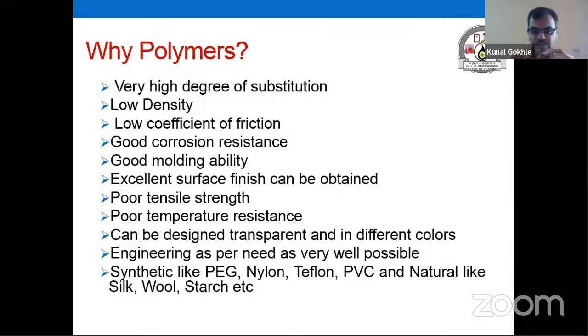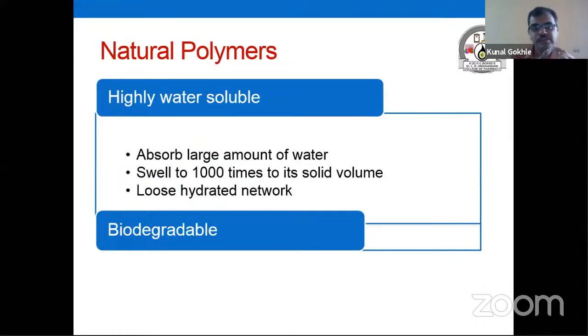We are familiar with synthetic polymers like PEG, nylon, Teflon, and PVC, and some natural polymers like silk, wool, and starch. For the last few years, I have been working in the field of natural polymers rather than synthetic polymers. I'm not working on HPMC, chitosan, or the highly explored polymers. I'm working on some of the off-beat polymers, and I will show you some of their structures.